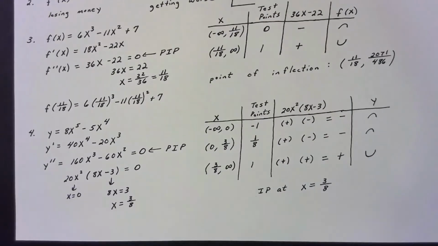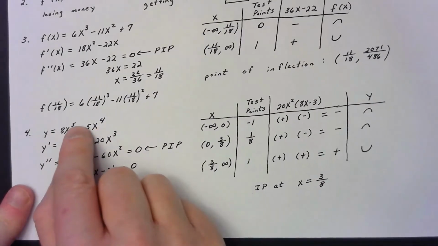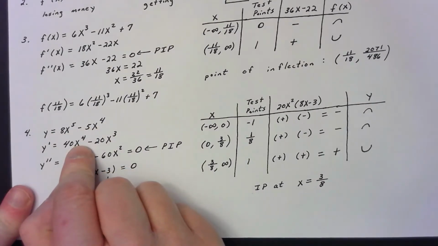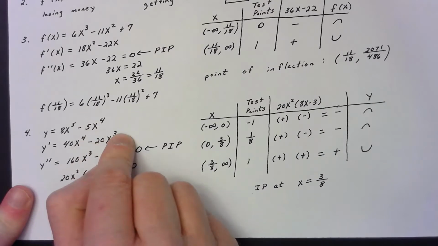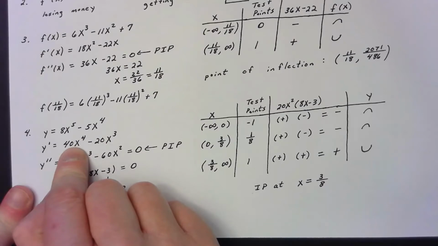Now, number 4 here. Number 4 gives us a 5th degree function. Well, okay, it's going to be very similar to the last one. Again, I'll take the derivative twice. Power rule each time. I'll get 40x to the 4th minus 20x to the 3rd. No need to find critical points, so I just keep on going.